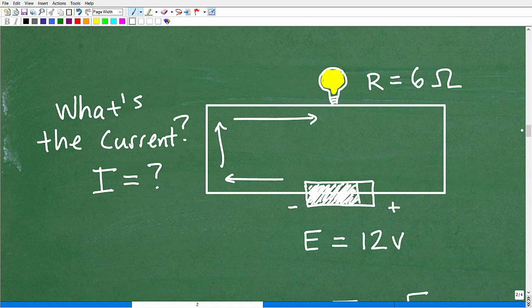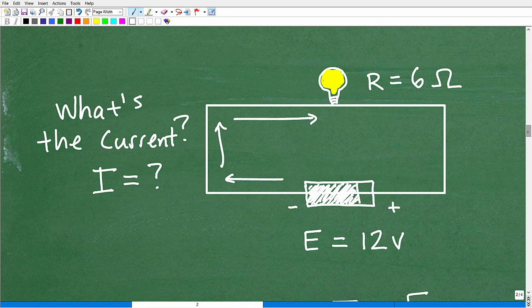All right, so here is a diagram of a circuit. We have a little battery here, a 12-volt battery, so that would be our E. And then we have a light bulb here, which is of course going to cause resistance in our circuit. That light bulb has a resistance of 6 ohms. So the question here is, what is the current of the circuit? What is I in this case?